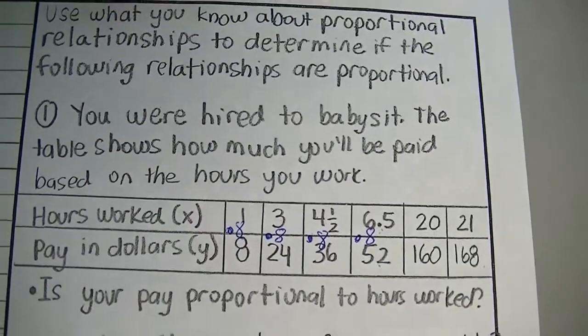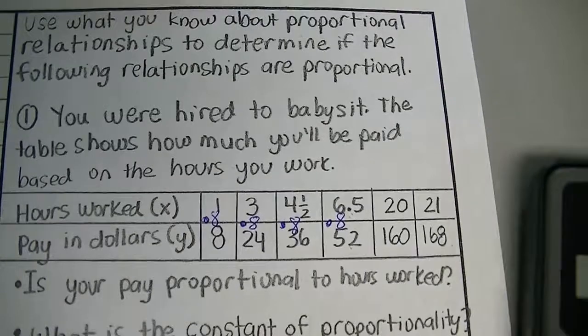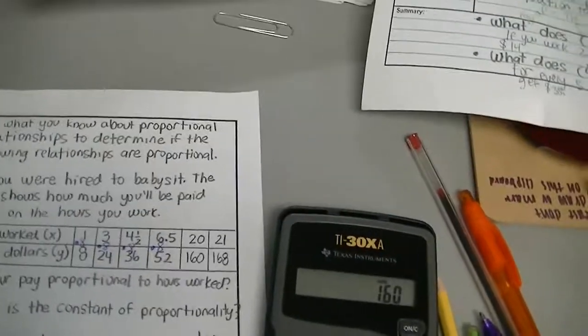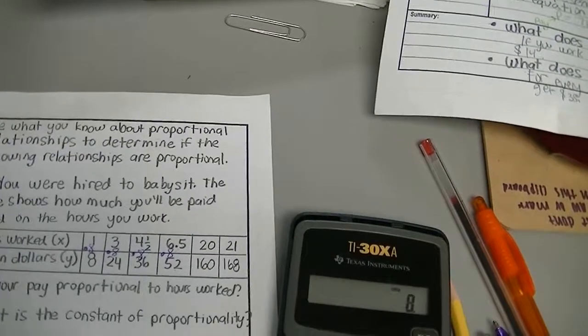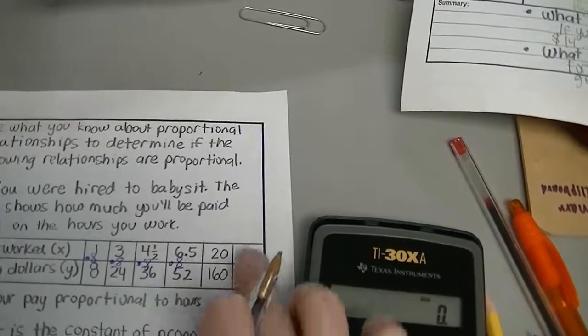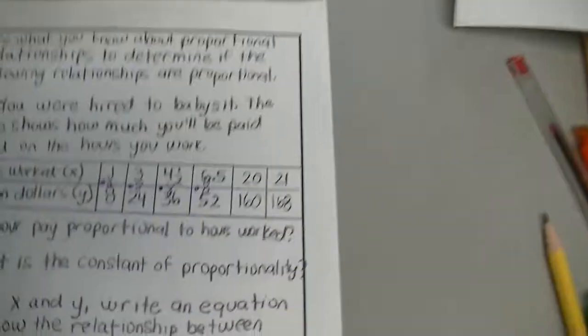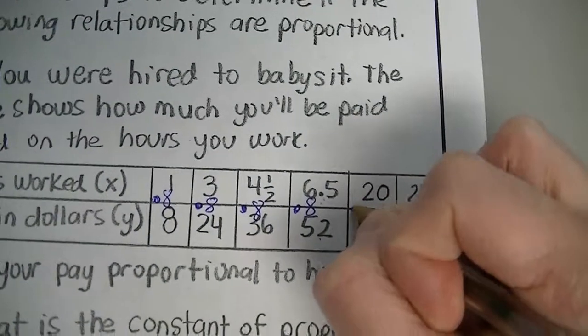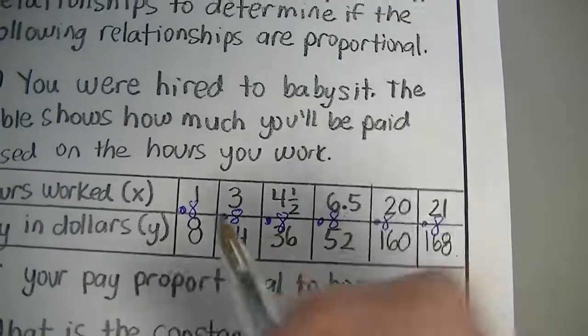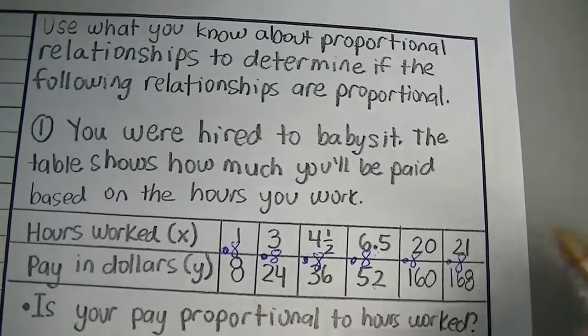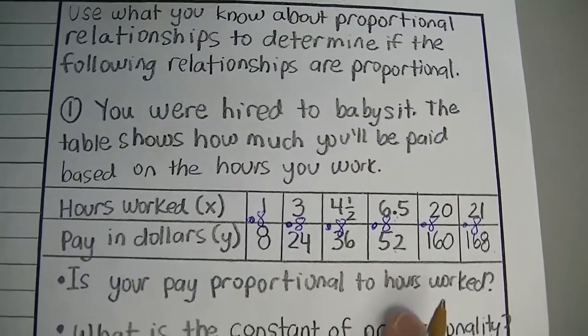160 divided by 20. 160 divided by 20 is also 8. Just double check it. Oops. And type it in correctly in your calculator. Yep, that's also 8. And then 168 divided by 21. Oh, it's also 8. So based on that information, we have a consistent unit rate for all the values in the table. So therefore, yeah, this is a proportional relationship, okay?